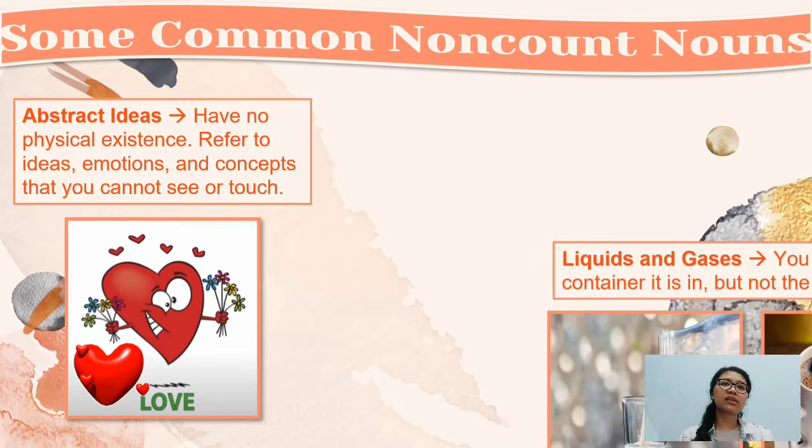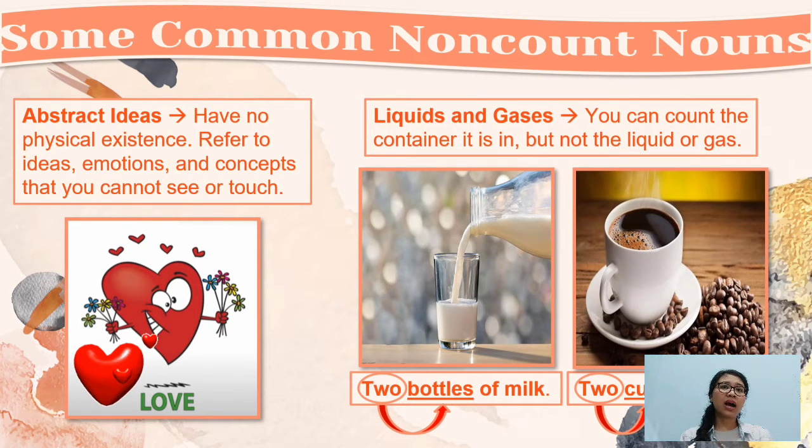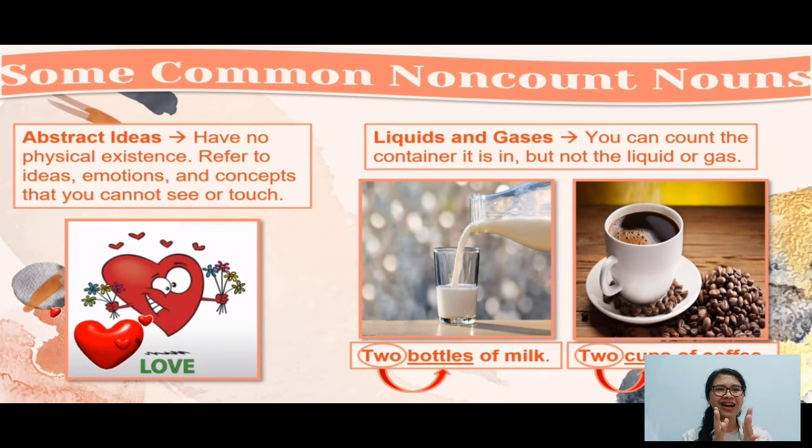And then the next is liquids and gases. You can count the container, but you cannot count the liquid or gases. For example, like milk. You cannot count milk, but maybe you can use the container of the milk. For example, like 2 bottles of milk. You are counting the container, in this case the bottles, but you are not counting the milk itself.